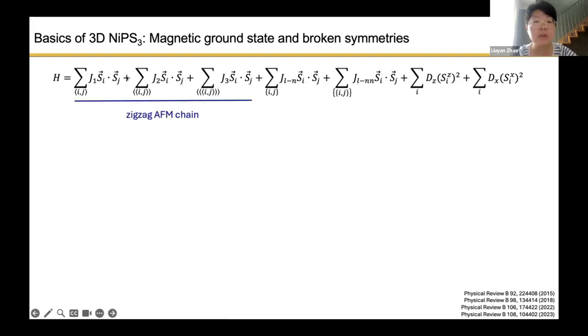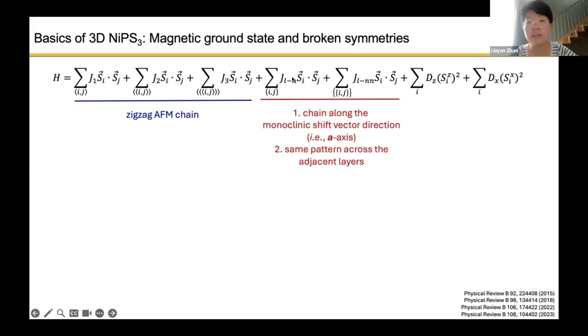The 3 intralayer exchange couplings will define this zigzag antiferromagnetic chain. It tells us that this kind of chain structure is going to come up. Then the interlayer exchange coupling is going to tell you 2 things. The first is that the ferromagnetic nature is going to assure the chain arrangement between the 2 layers is exactly the same. And second, because of the next nearest neighbor coupling, which tells you about the coordinating environment, that is monoclinic stacking, it will assure that your chain direction is going to be along this monoclinic stack shift vector direction.